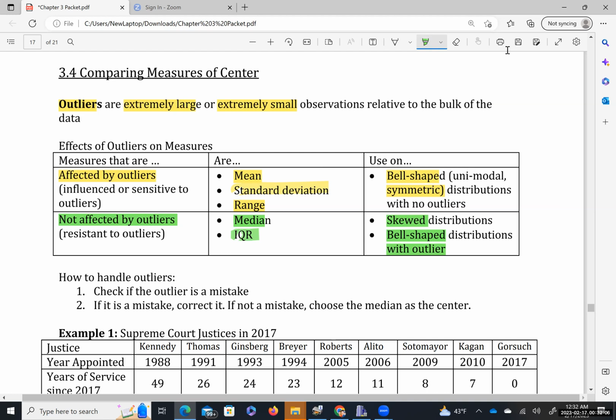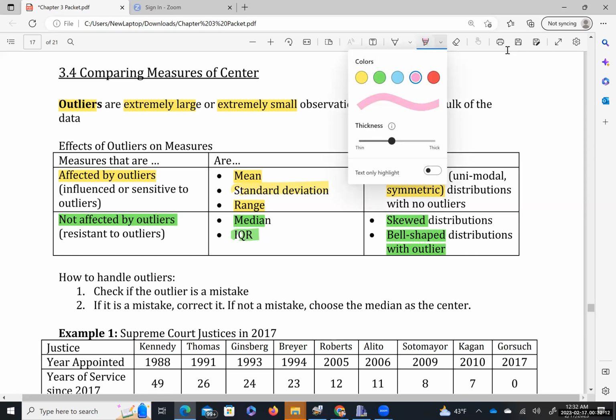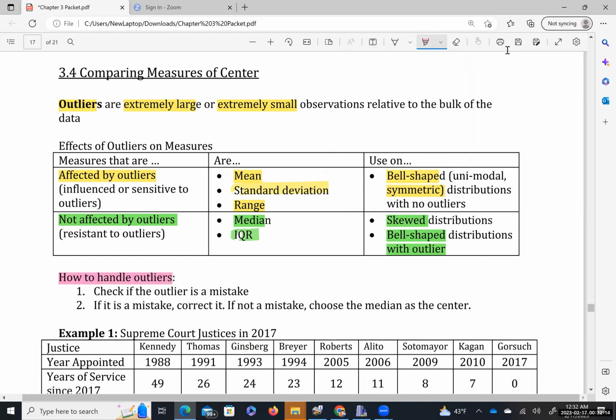So how to handle an outlier? First, we need to check if the outlier is a mistake, right? And if it's a mistake, correct it. If it's not a mistake, choose the median as the center.